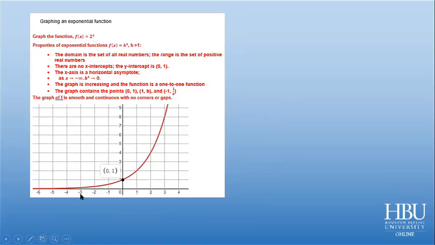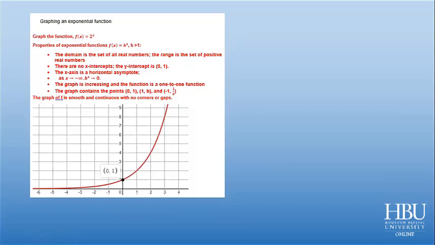2 to the minus 3 would be the same thing as 1/2 cubed, which is 1/8. 2 to the minus 2 power would be 1/2 squared, which is 1/4. 2 to the minus 1 power would be 1/2 to the first power, or just 1/2. 2 to the 0 power is defined to be 1. 2 to the first power is 2. 2 squared is 4. 2 cubed is 8, and so forth.